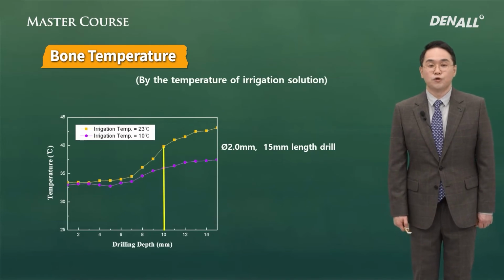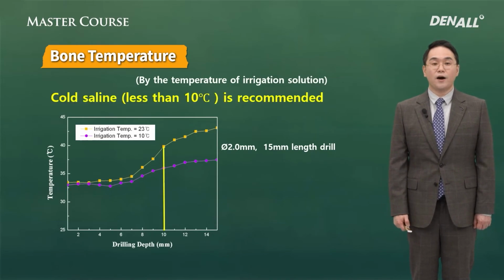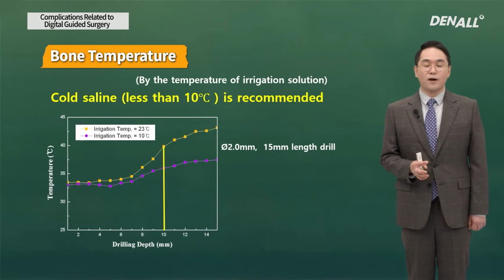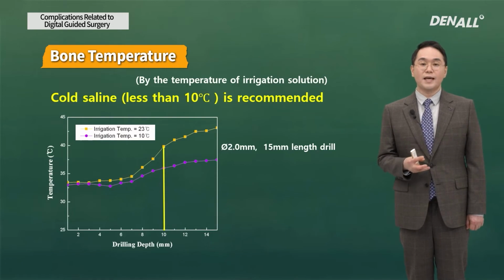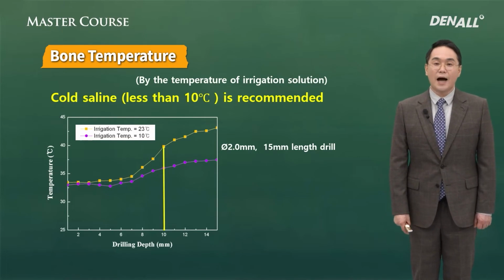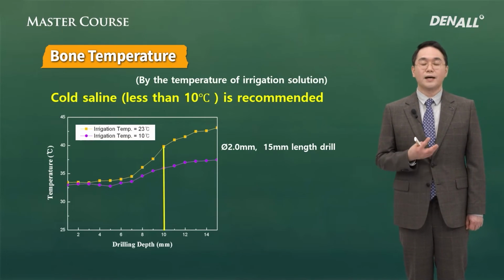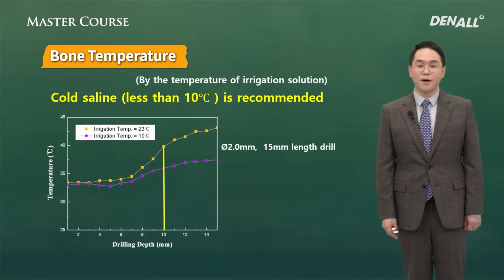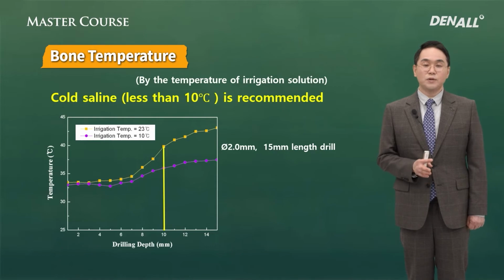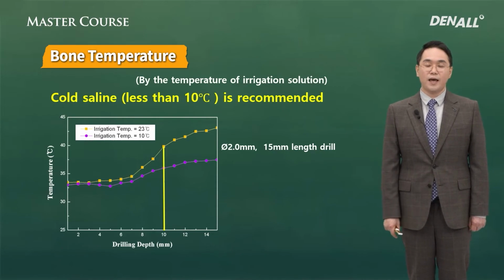And it also can vary depending on irrigation, temperature of the saline, depending on whether it has been stored in room temperature or in refrigerator. It can also affect the amount of heat generated even when the same length drill is used. If the saline is going to be used in surgery, you need to store the saline in refrigerator under 10 degrees. The cold saline will help with reducing thermal damage.